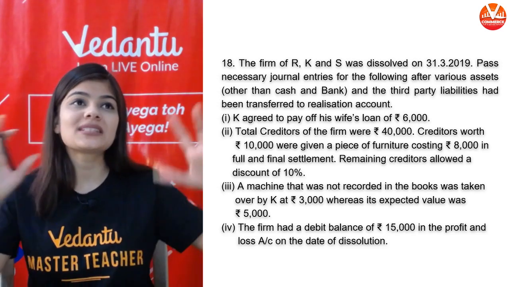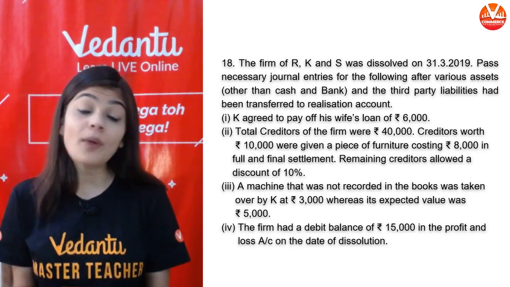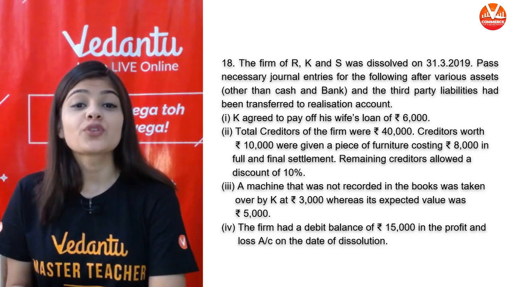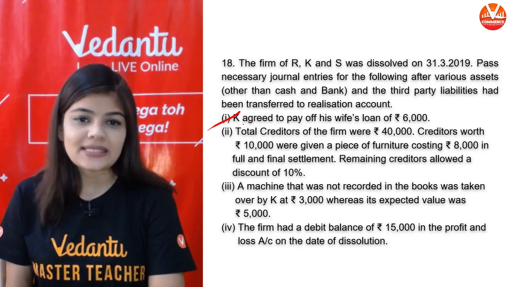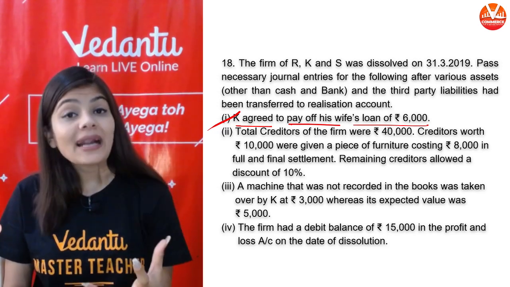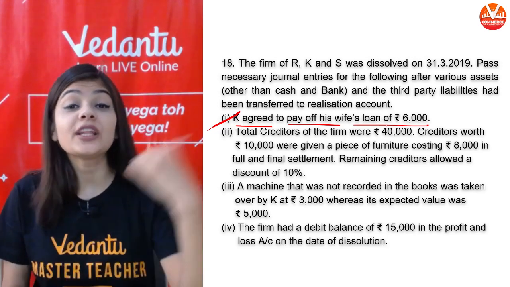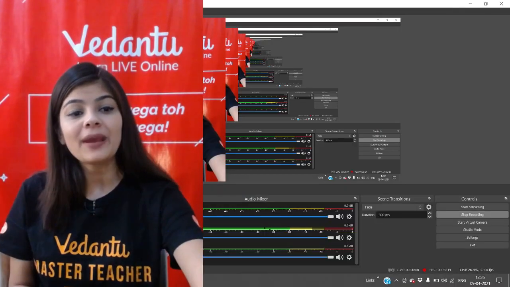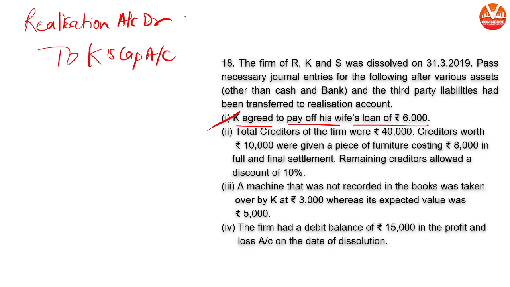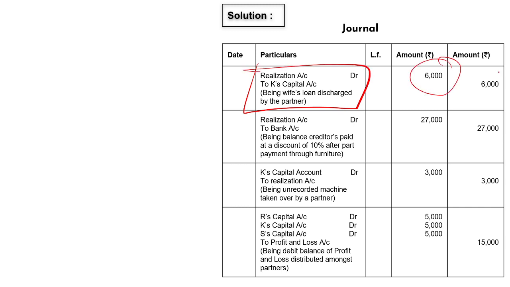And I have told you 10 to 15 times that journal entries from this chapter are very, very important. They are going to come for sure. So now let's start. First transaction: K agreed to pay off his wife's loan of 6,000. Partner will pay the liability of the firm. So what will be the journal entry? Realization account debit to K's capital account 6,000.